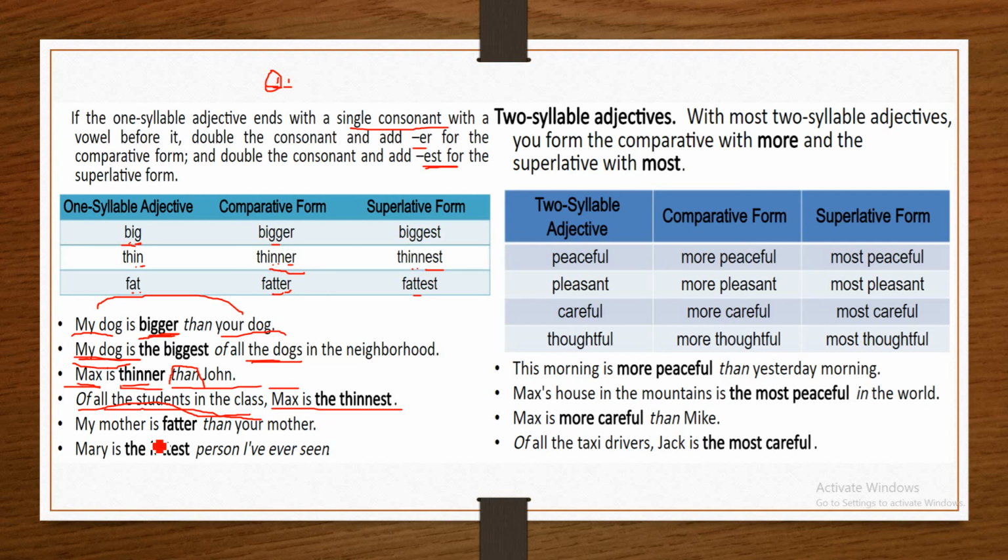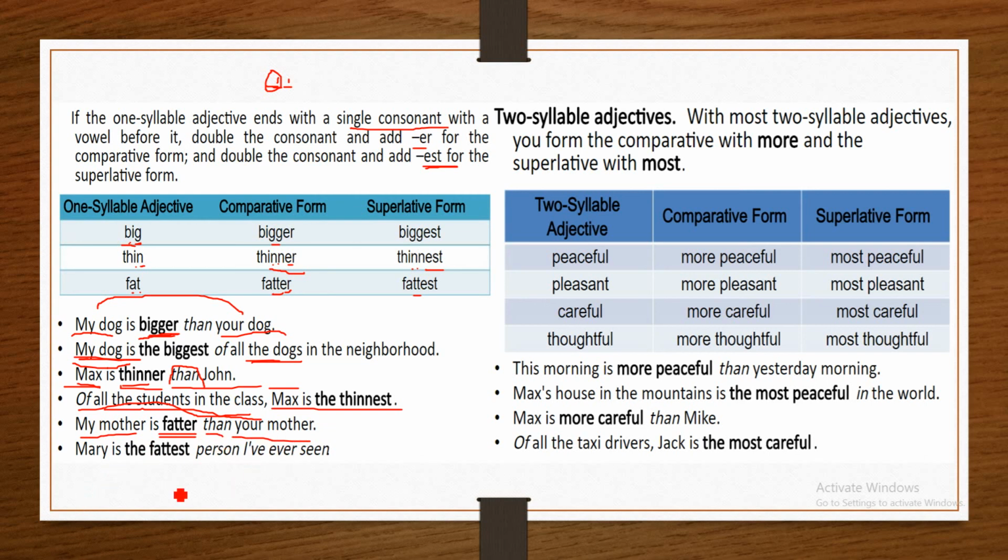My mother is fatter than your mother. Two objects, my mother and your mother, are compared by the comparative adjective fatter than in the sentence.